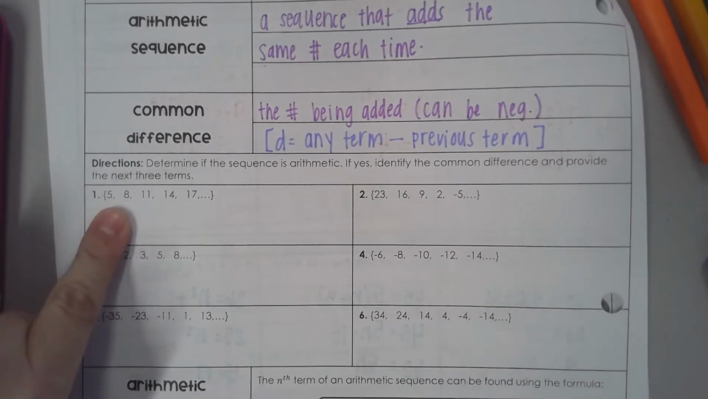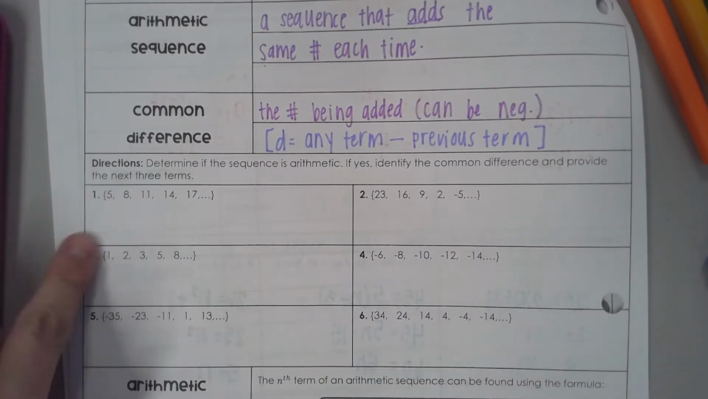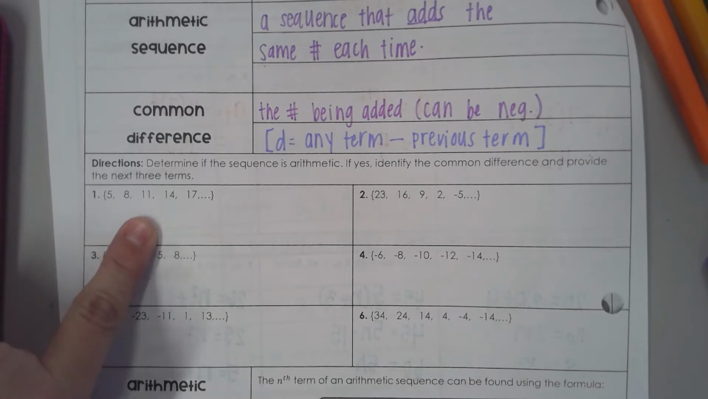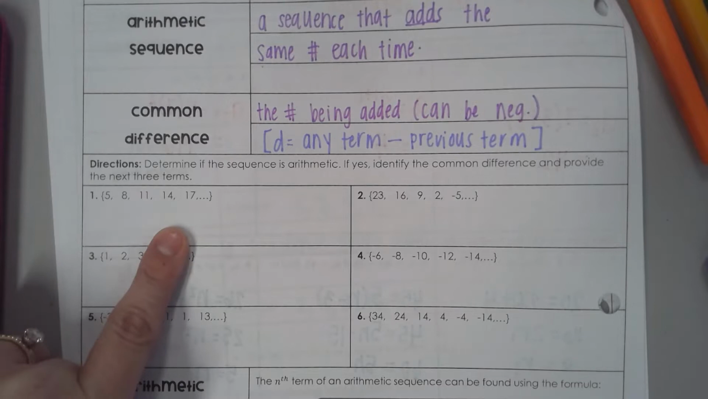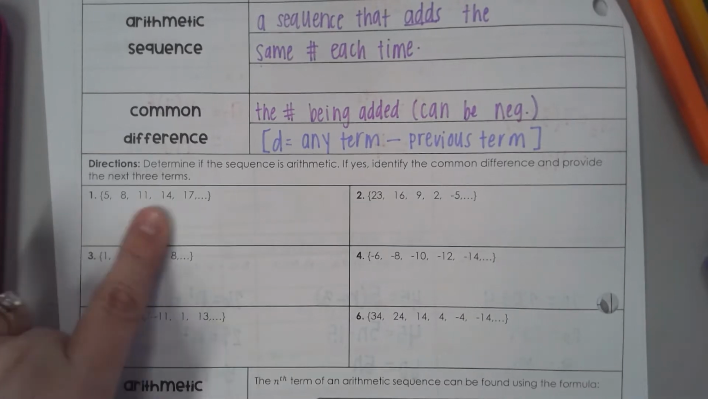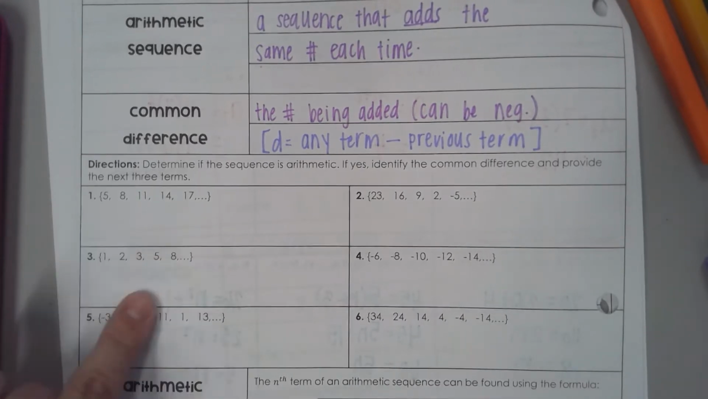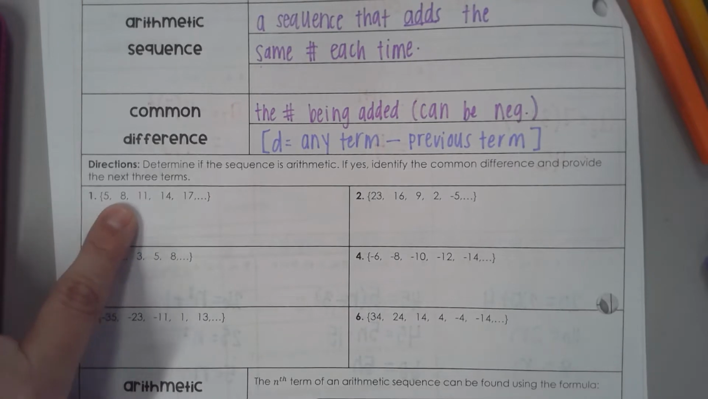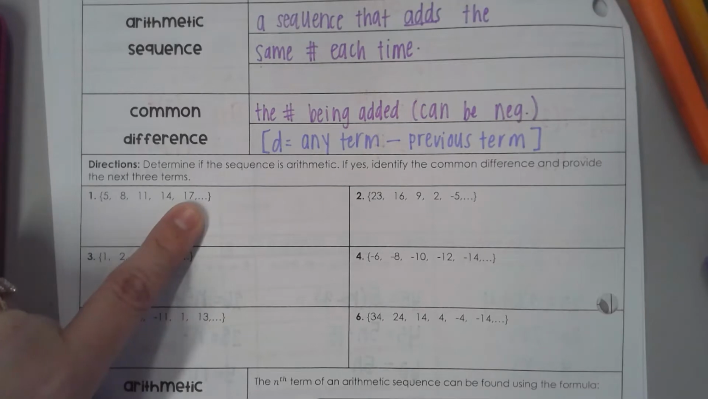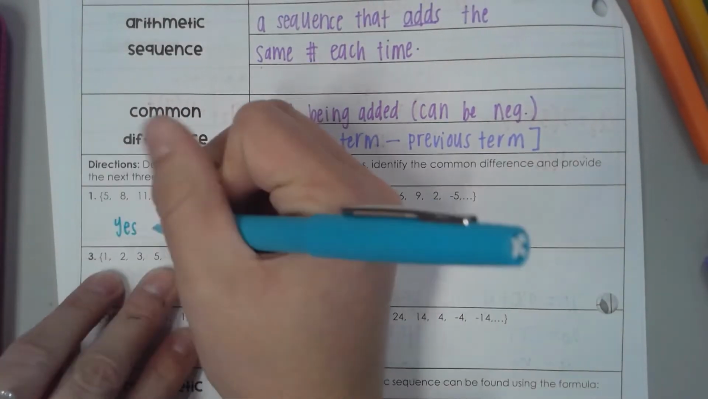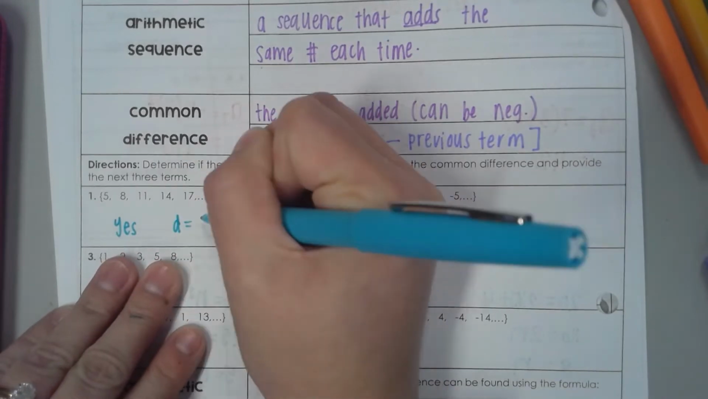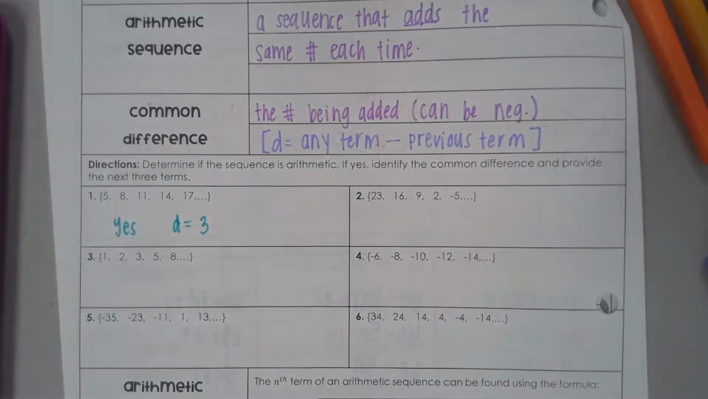Now you don't need to look at just the first couple of numbers. Look all the way across, because sometimes you'll get questions that are there to trick you, that they add the same until the last two and then it swaps. So you've got to check all the way across your sequence. So how do I get from 5 to 8? Add 3. Does that pattern continue all the way across? So yes, it is arithmetic, which means the common difference is 3 because we were adding 3 each time.